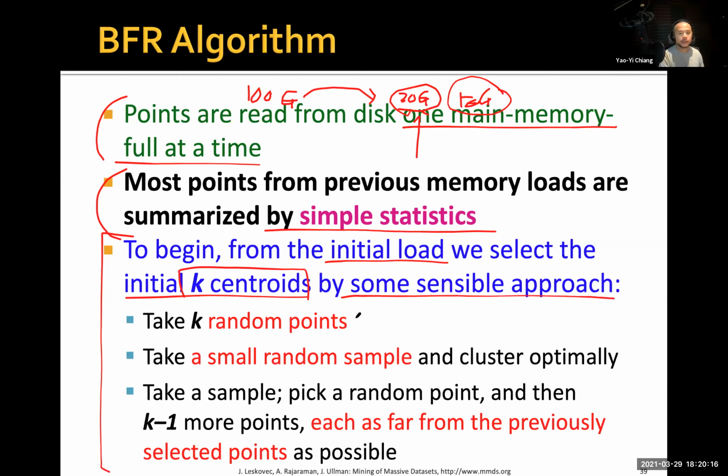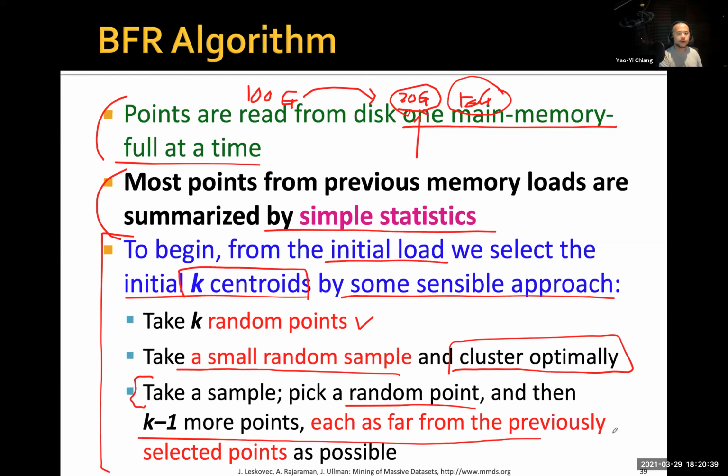For example, you can take k random points. You can take a small random sample from your 20 gigabyte and do the clustering. Use some clustering approach to cluster them optimally. Then you are going to have k-centroid. Or you can take a sample, pick a random point, and k minus 1 more points, each as far away from the previously selected points as possible, right? This is our previous approach when we talked about k-means.